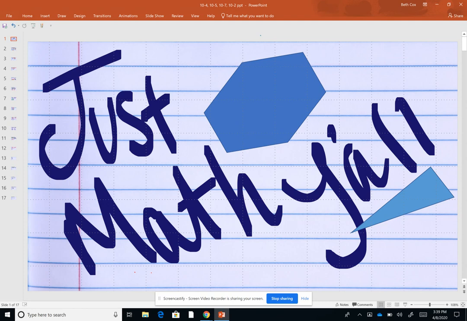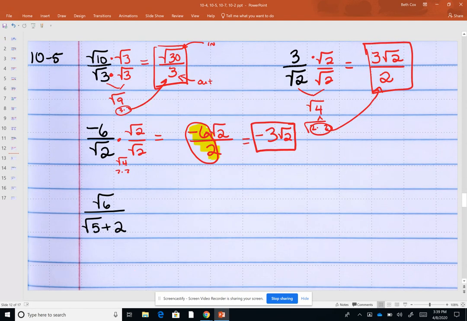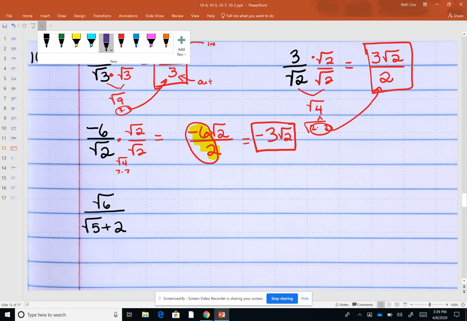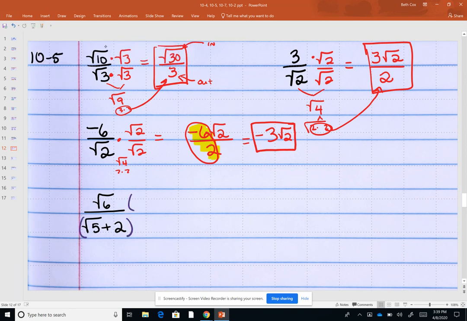We're going to finish up where I left off. I have one more example I wanted to do of rationalizing. Well, not one more, but one more on this page. We're going to be rationalizing this one by doing the binomial, multiplying the numerator and the denominator by the conjugate. Again, what this is going to do is give us a whole number in our denominator. Now the conjugate would be the square root of 5 minus 2.